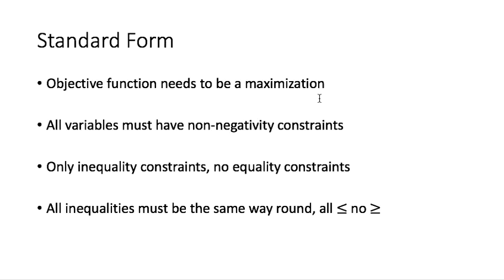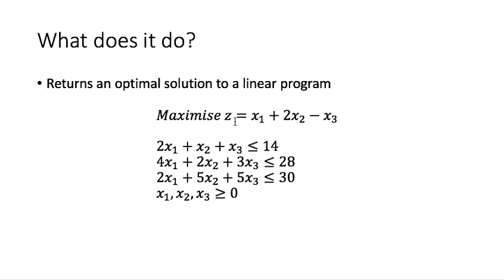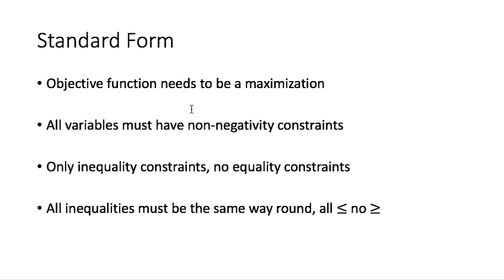But in order to do this, you need to give the linear program what's called standard form. And what is standard form? The objective function, i.e. the function you're trying to maximize, needs to be a maximization, not a minimization. So in a real world situation, it'd have to be a profit, not a cost function. All variables have to have non-negativity constraints, only inequality constraints, no equality constraints, and all inequalities must be the same way round. They will have to be less than or equal to, not greater than or equal to.